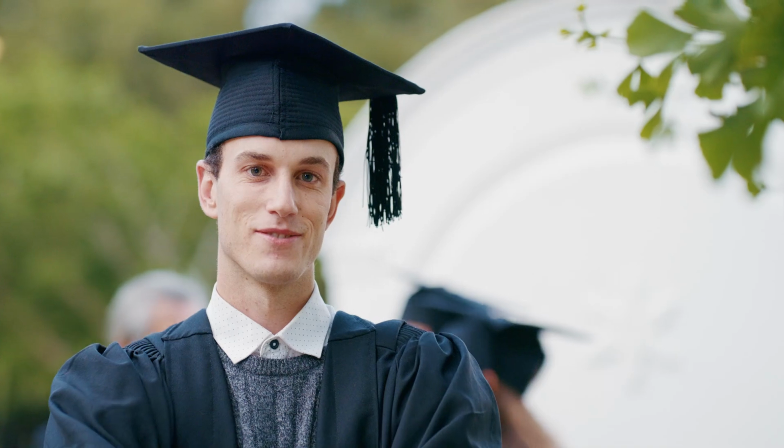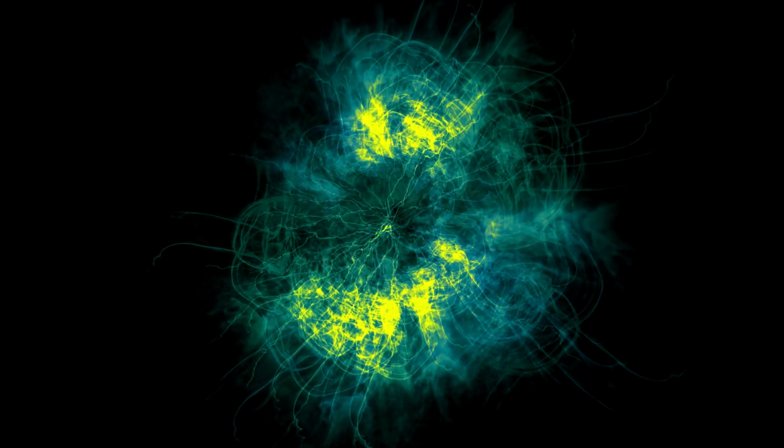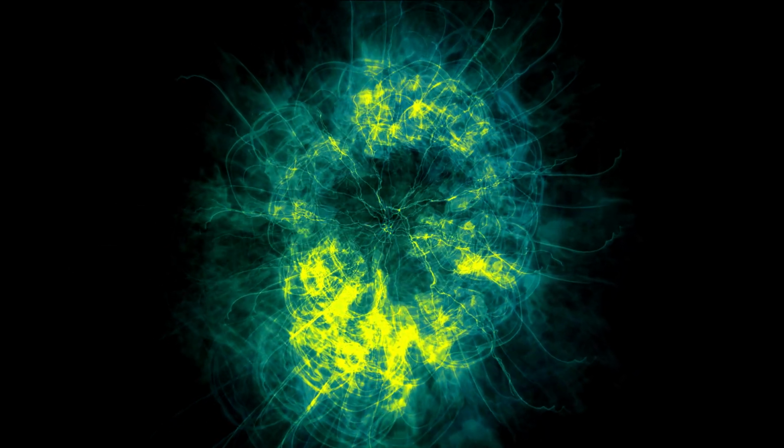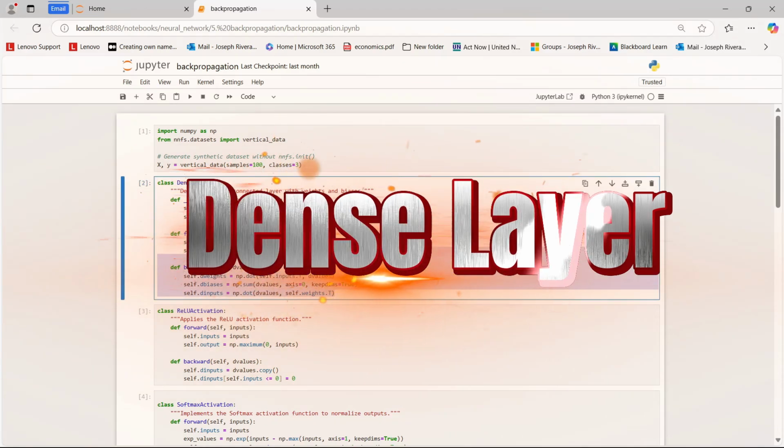That's exactly what backpropagation does in a neural network. The more we practice, the better we get, just like a neural network getting better at making predictions. Let's break it down and see how each piece of the network contributes to this learning process. Let's first start with the dense layer, as you can see in here.